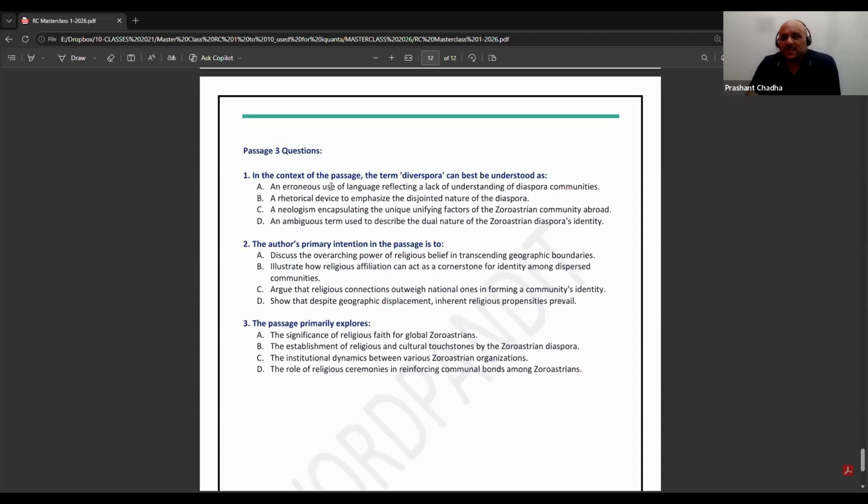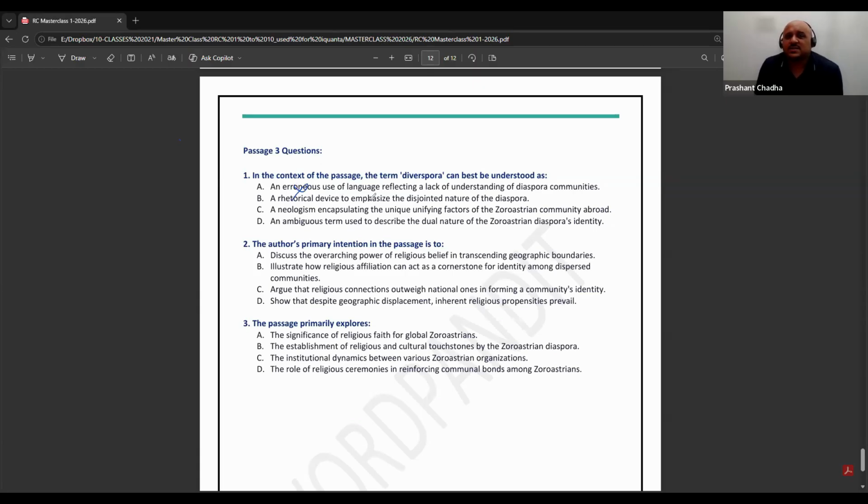In the context of the passage, the term diaspora can be best described as, diaspora is a neologism, right? It's the creation of a new word. It is not an erroneous use of language. Erroneous would mean that the author is making a mistake. Is she making a mistake, or is she doing it on purpose? She's doing it on purpose, right? So it's not a mistake.